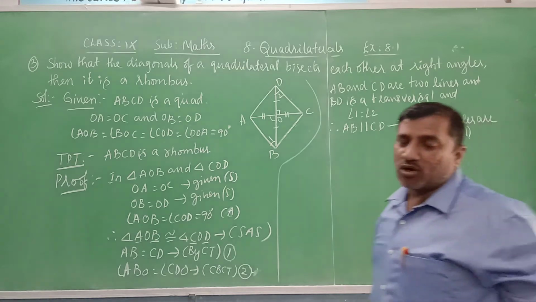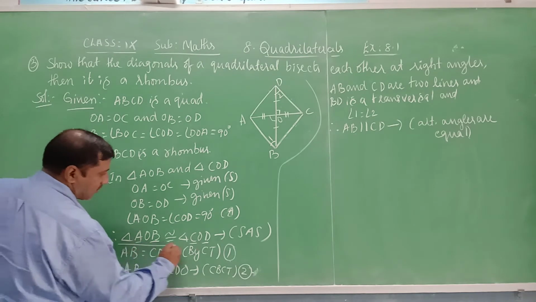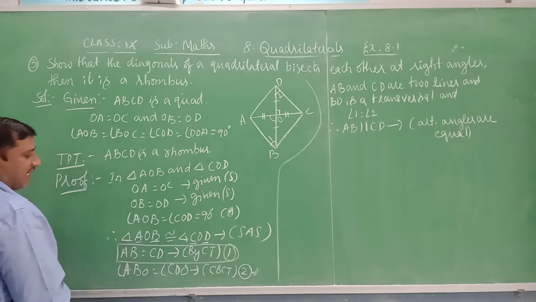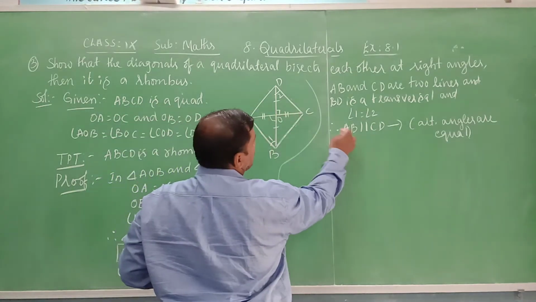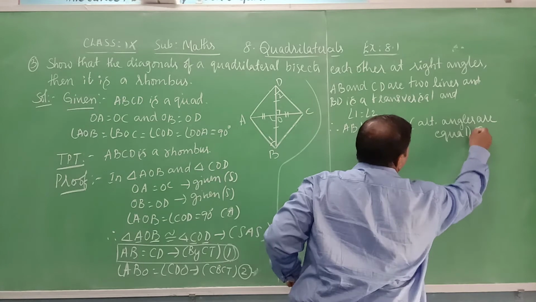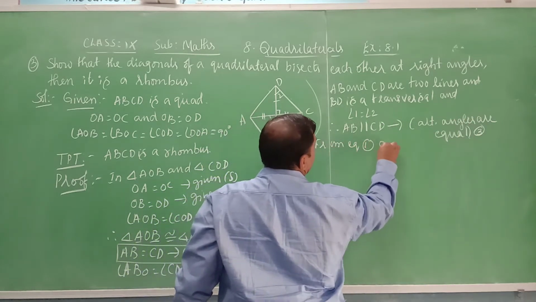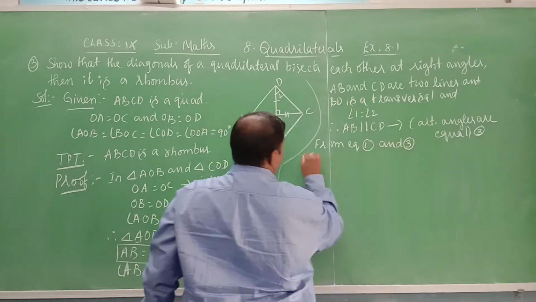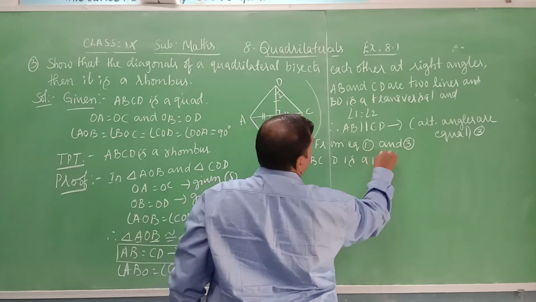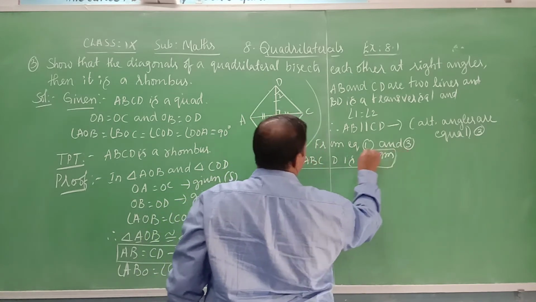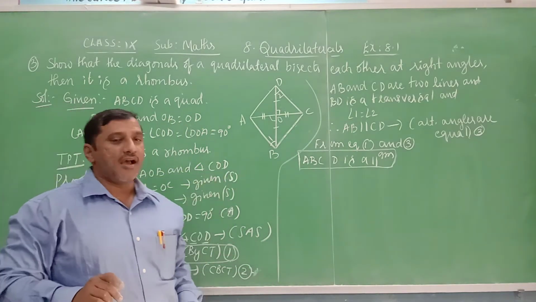Now what can we say about this quadrilateral ABCD? Here AB is equal to CD. Opposite sides are equal. And AB is parallel to CD. They are parallel. You take this as equation 3. So from equation 1 and 3, what can we say? ABCD is a parallelogram. Why is it a parallelogram? Because one pair of opposite sides are equal and they are parallel. Therefore, it is a parallelogram.